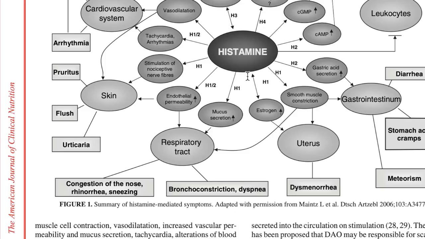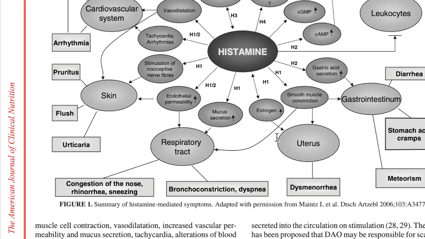Now, the H1 receptor also stimulates the release of estrogen. Now, this is such a big deal for so many women because when histamine stimulates estrogen, estrogen then goes on and actually stimulates mast cells to produce more histamine. So it's a really, really vicious cycle.